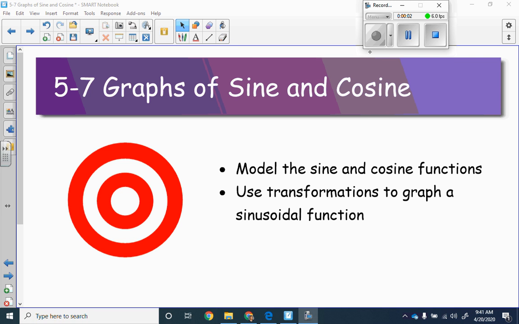All right, so now that we have taken a look at our basic trig ratios and we started to look at our unit circle, now we are going to get into the graphs of sine and cosine. And then we'll get into tangent as well as the reciprocal functions.